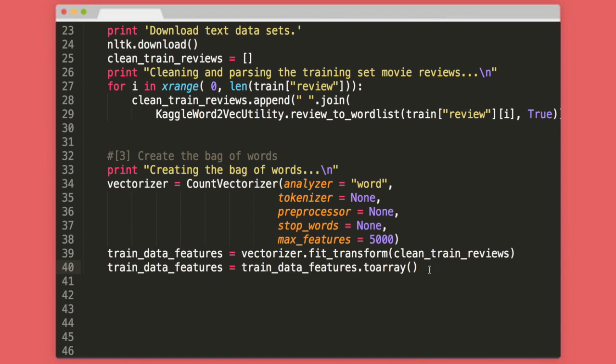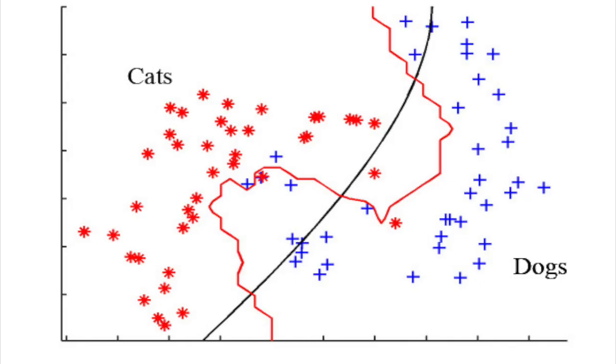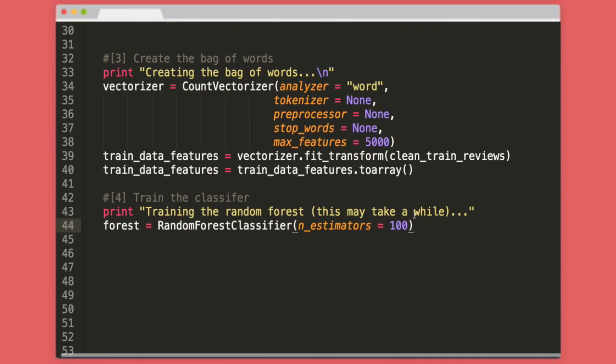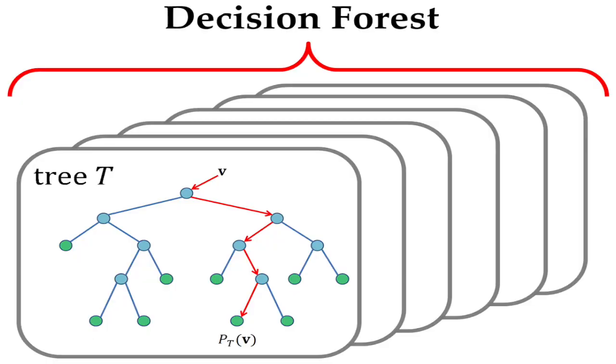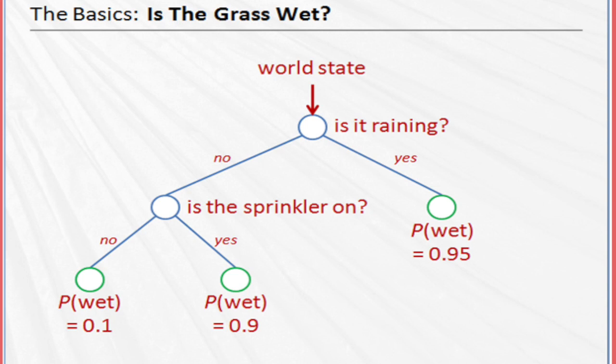Step four is to create the classifier. A classifier is a machine learning model that will be used to classify whether a piece of text is positive or negative. In this example, our classifier is a random forest consisting of 100 trees. A random forest is a set of decision trees. Decision trees are graphs that model the possibilities of certain outcomes.